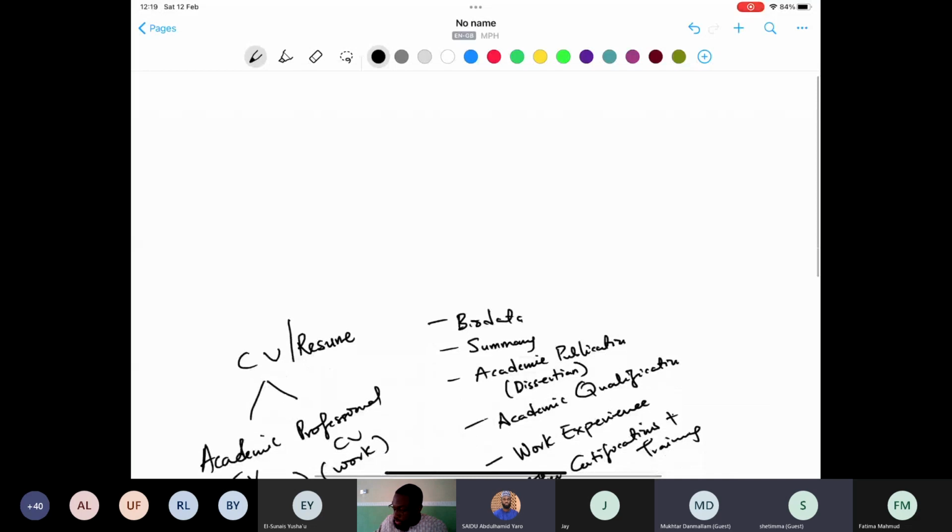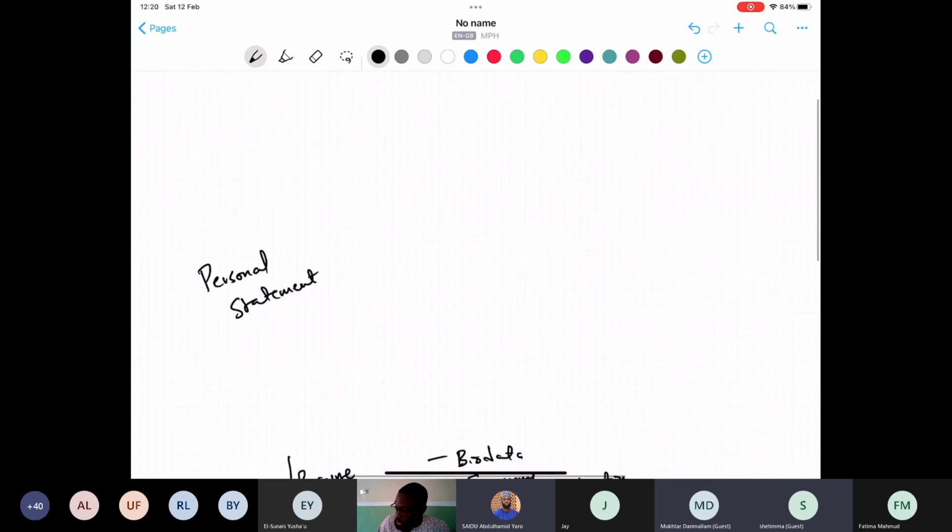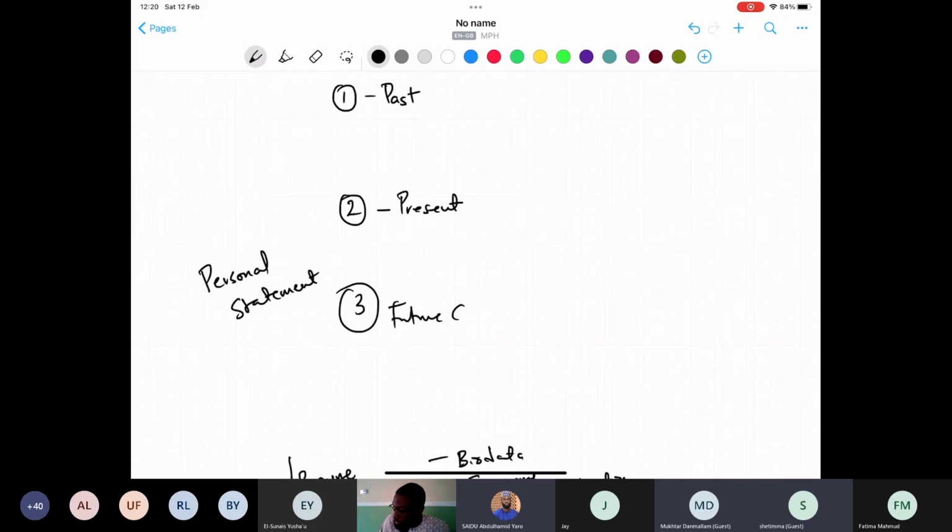So one other thing we would like to write about here is the personal statement. It's a good thing one should know what he or she is required when writing a personal statement. I always tell people a personal statement is in 3 parts: 1, 2, 3. It talks about your past, your present, and your future goals.